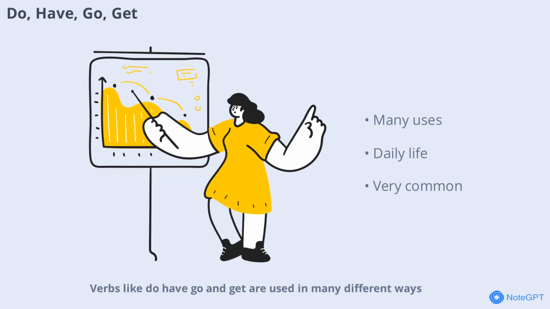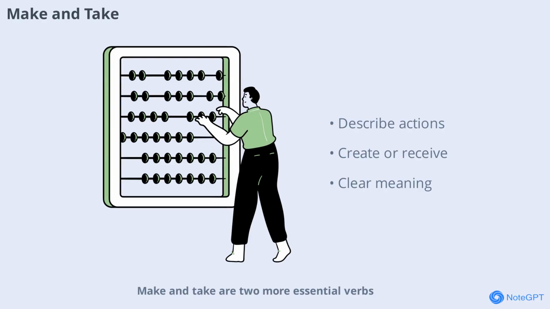Verbs like do, have, go, and get are used in many different ways. Do is used for actions, have for possession, go for movement, and get for obtaining things. For example, I do my homework, I have a car, I go to school, and I get a gift. These verbs are very common and useful in daily life. Make and take are two more essential verbs. Make is used for creating or building things like make a cake.